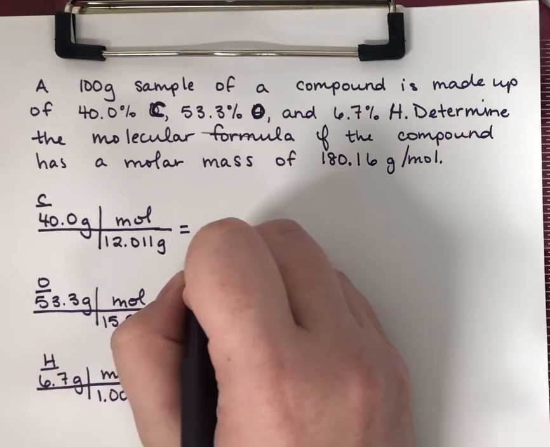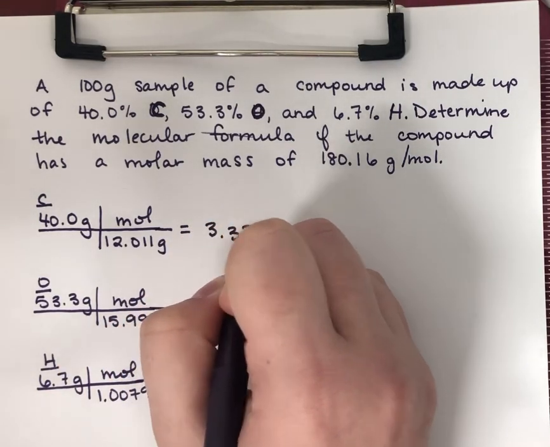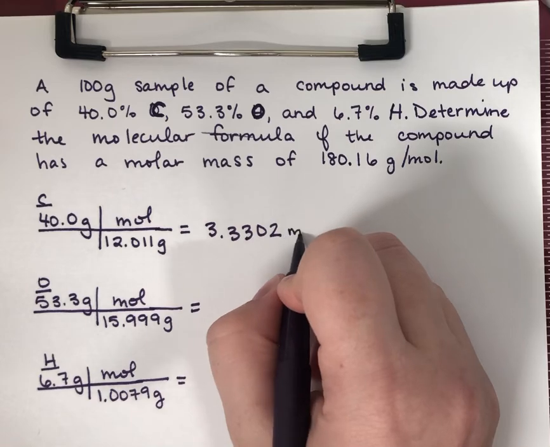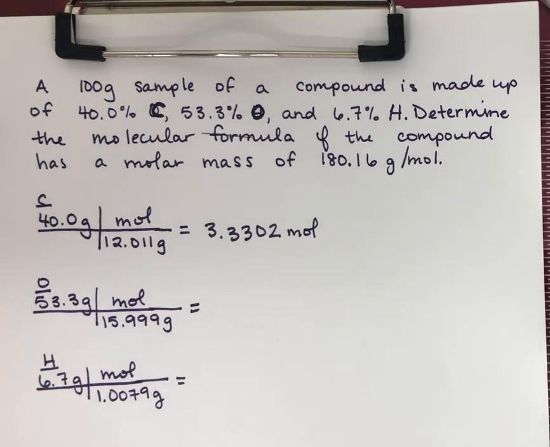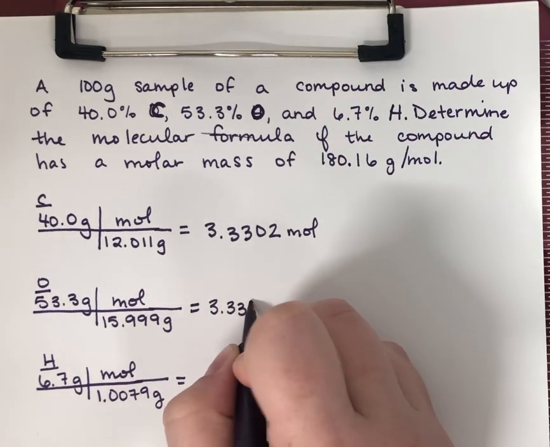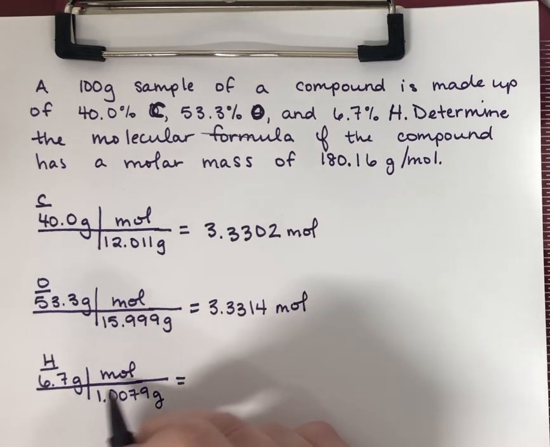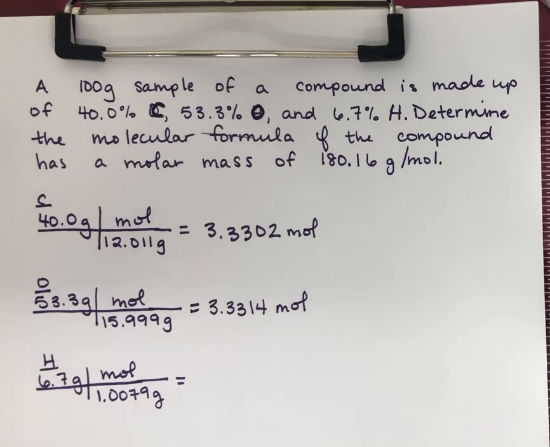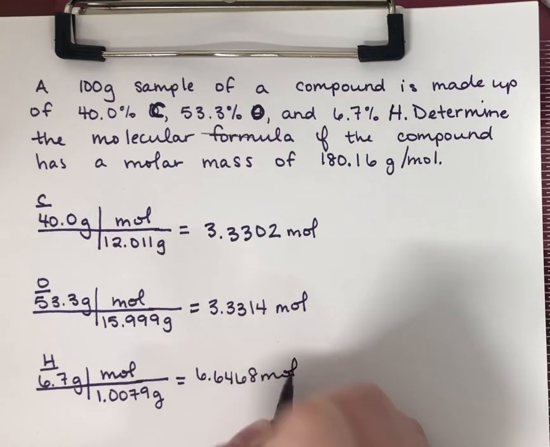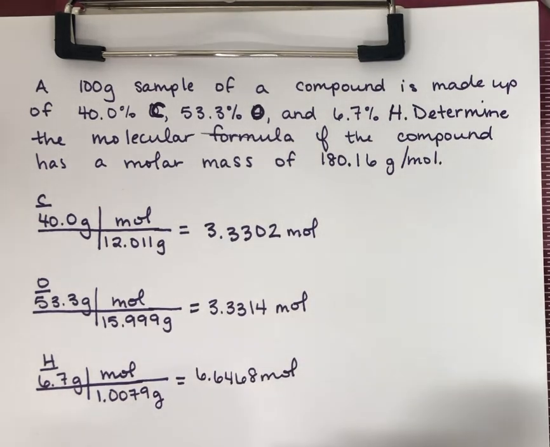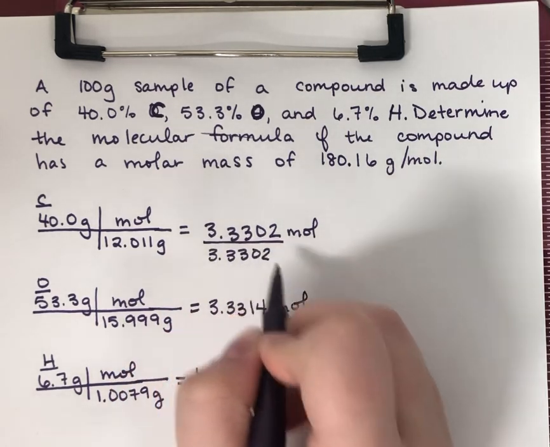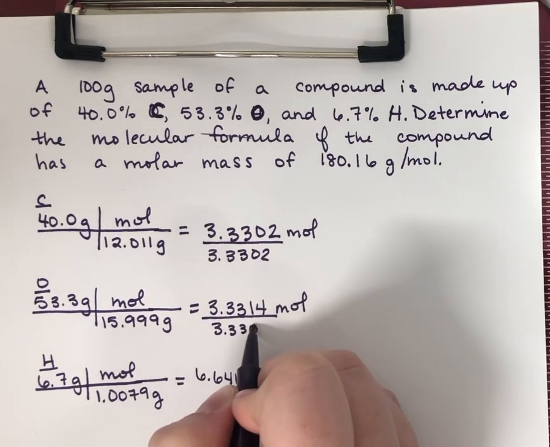When I do this first division, I get 3.33. At this step, it's okay to have more numbers because it'll help with your division. When I do this, I get 3.3314, and then here I get 6.6468. So when determining my molecular formula, the next step is divide by the smallest. That's this one, 3.3302. And we're going to divide all of them.